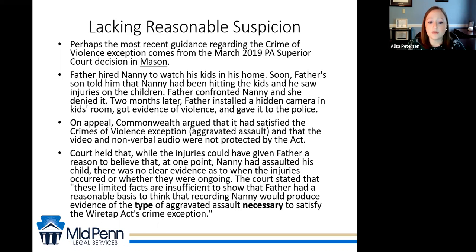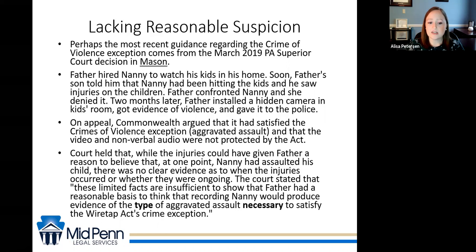The court ended up holding that while the injuries could have given father a reason to believe that at one point nanny had assaulted his child, there was no clear evidence as to when the injuries occurred or whether they were ongoing. The court stated that these limited facts are insufficient to show that father had a reasonable basis to think that the recording would produce evidence of the type of aggravated assault necessary to satisfy the wiretap's crime exception.